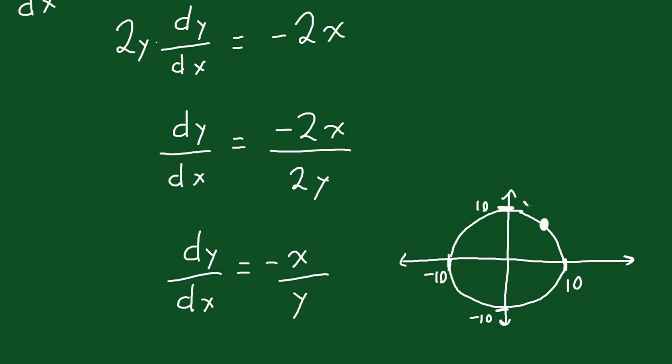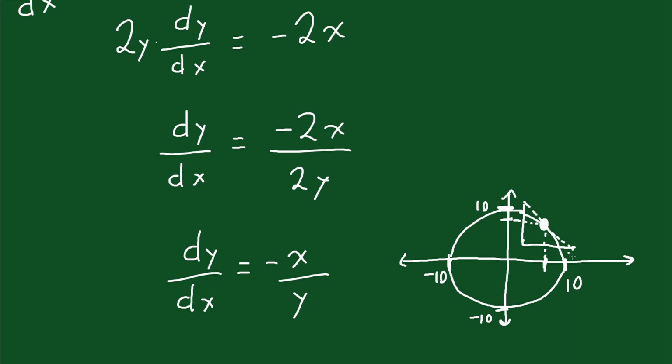So if you're thinking of this tangent line here, what's the slope of this? Well, you can look at what these x and y values are at that point, and whatever they are, you simply say negative x divided by y, whatever those numbers are, and it will give you an answer that equals the slope of that tangent line. And it makes sense that it's negative because it's going downward, right?